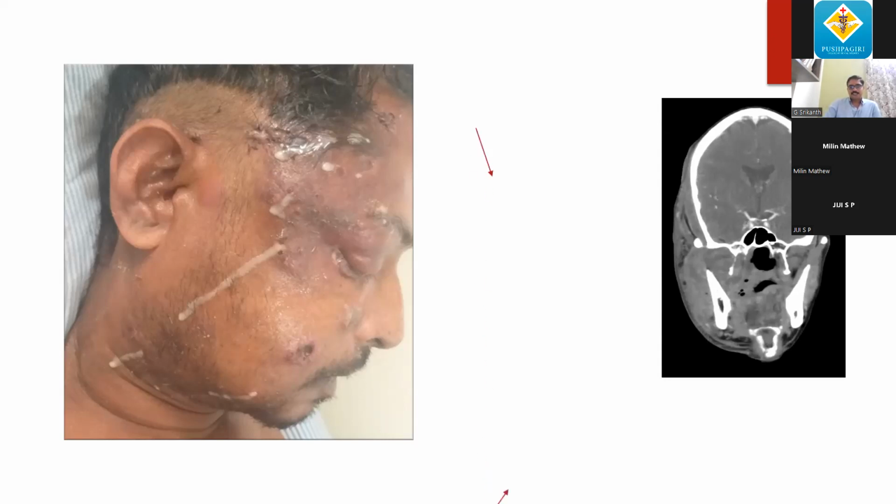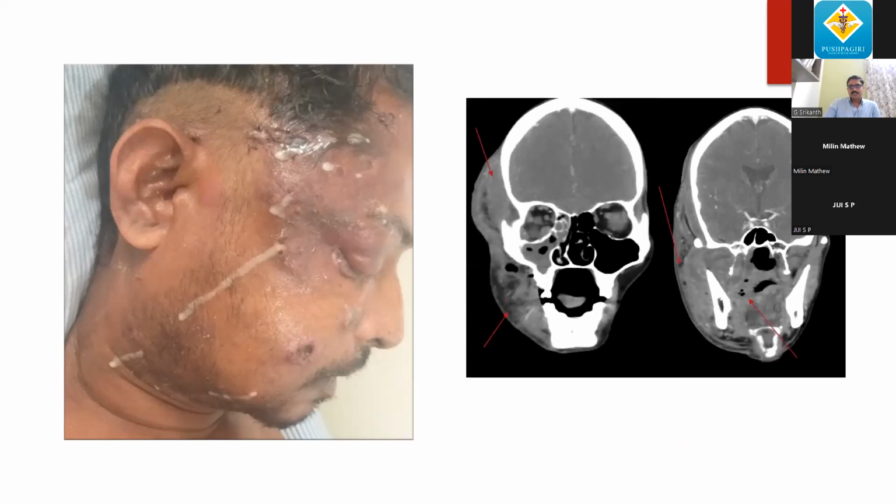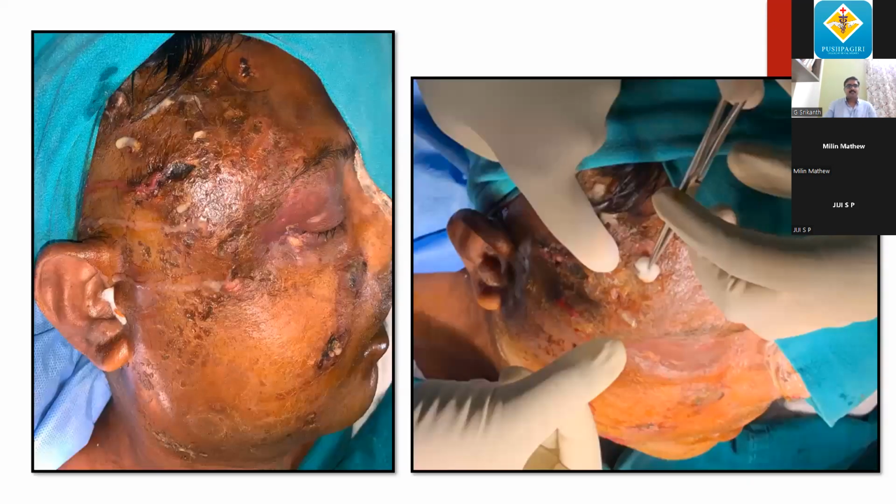And we repeated the CT, and you can see now a clear-cut accumulation of pus. There is a lot of collection in the temporal region, infratemporal, submandibular, even medially along the parapharyngeal space. The infection has gone deeper into the neck, in the deep neck spaces.